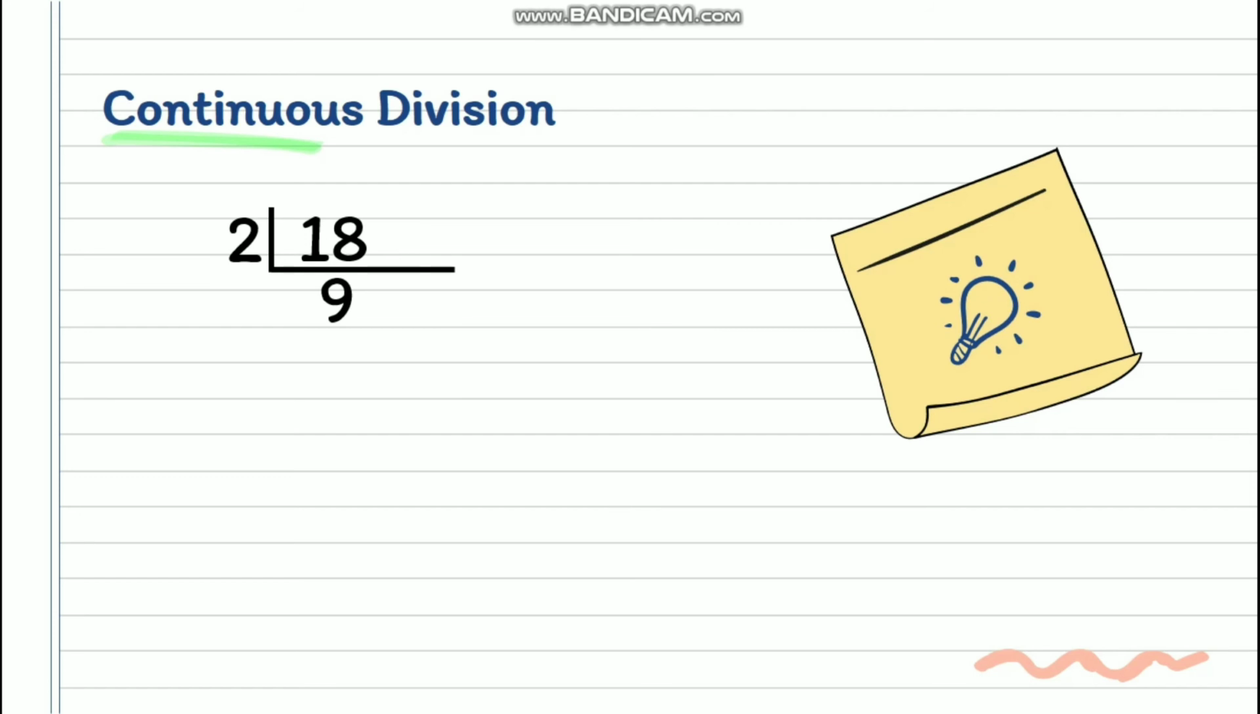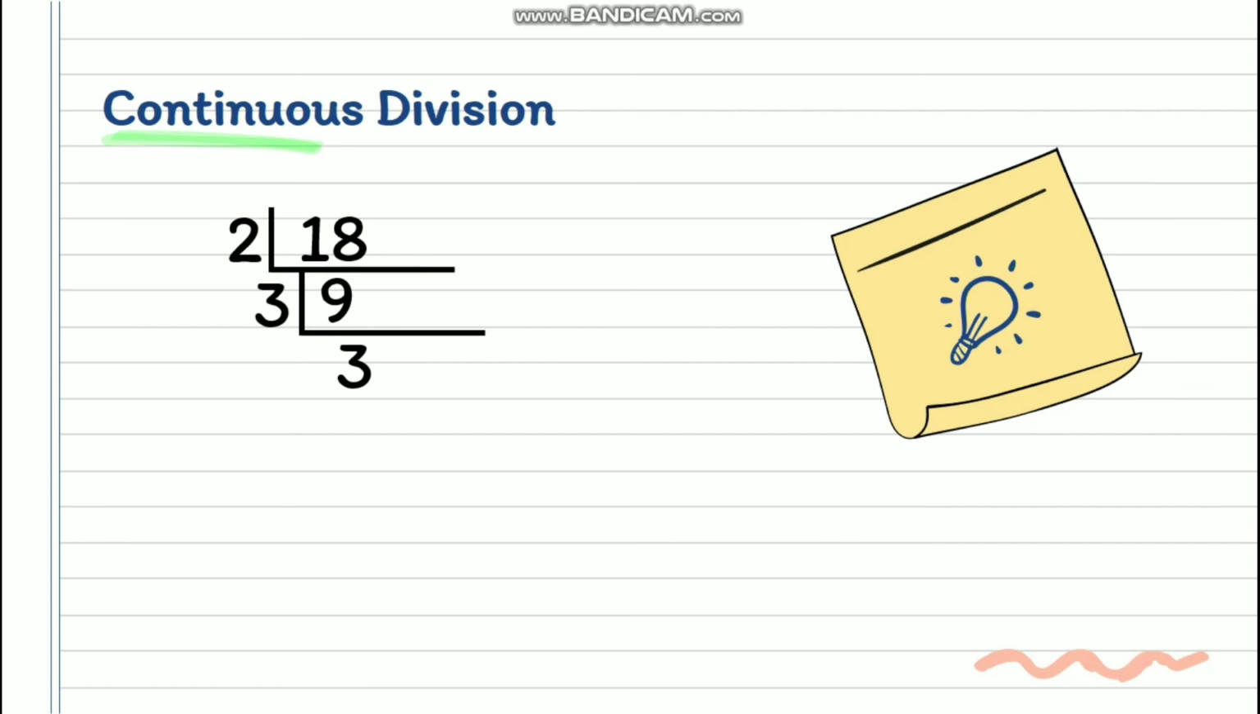Since 9 is not a prime number, we will keep on dividing it until the last number at the bottom is already a prime number. Okay, so don't forget to write another upside down division bar. Think of a number that can divide 9 without any remainder. Okay, so we have 3. Then 9 divided by 3 is 3. And since 3 at the bottom is already a prime number, it means the division ends there.